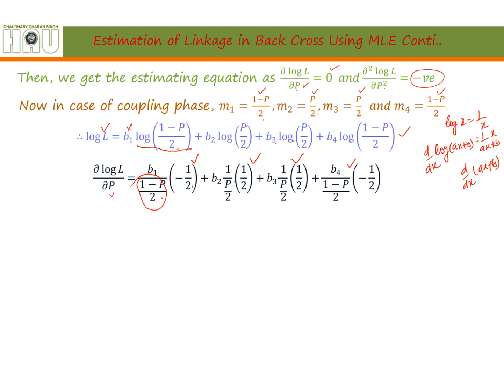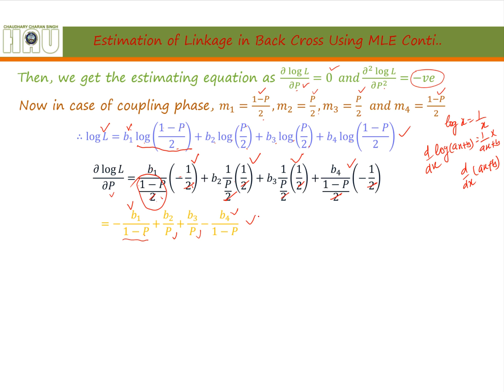Now you simplify it, and what we will get is B1 upon 1 minus P. How? Because this 2 cancels with 2 and this minus is multiplied here. So B1 upon 1 minus P is the first term. In the second term this cancels with this, so this is B2 by P. Similarly for this, it cancels with this, so this is B3 by P. And in this case, this minus goes here, so B4 upon 1 minus P.